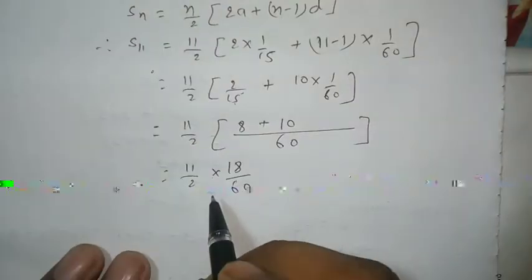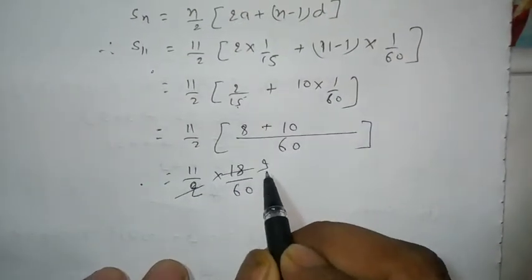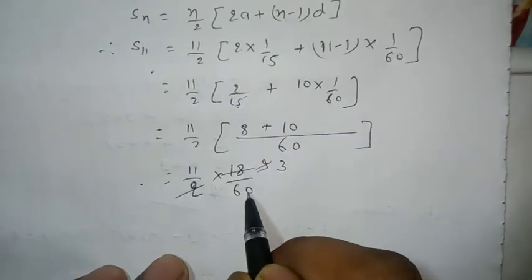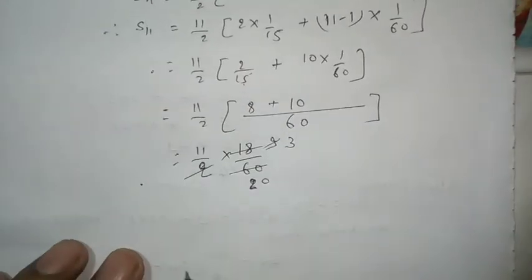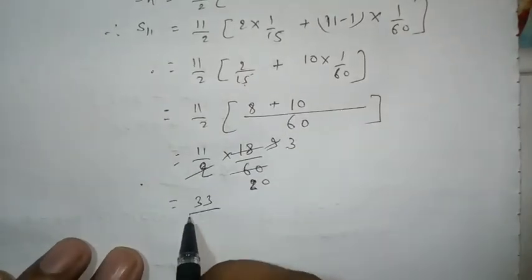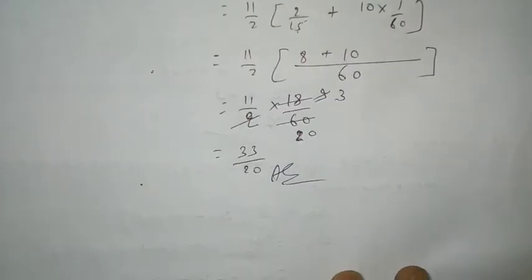Now 2 nines are 18, 3 threes are 9, 3 twos are 6, 3 twenties are 60. So 11 threes are 33 by 20. Answer. Now question number 2.